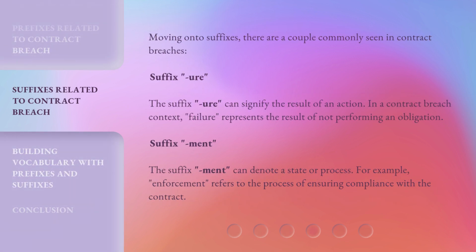Moving on to suffixes, there are a couple commonly seen in contract breaches. Suffix: ure. The suffix ure can signify the result of an action. In a contract breach context, failure represents the result of not performing an obligation.